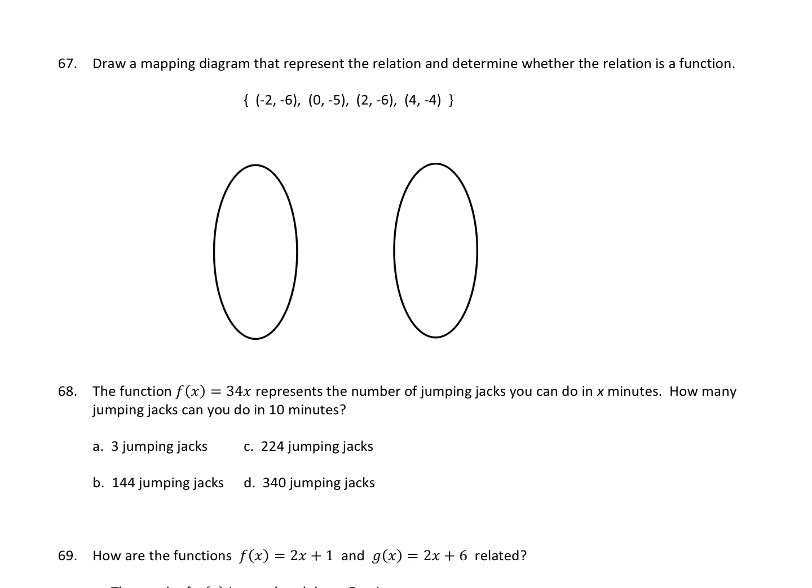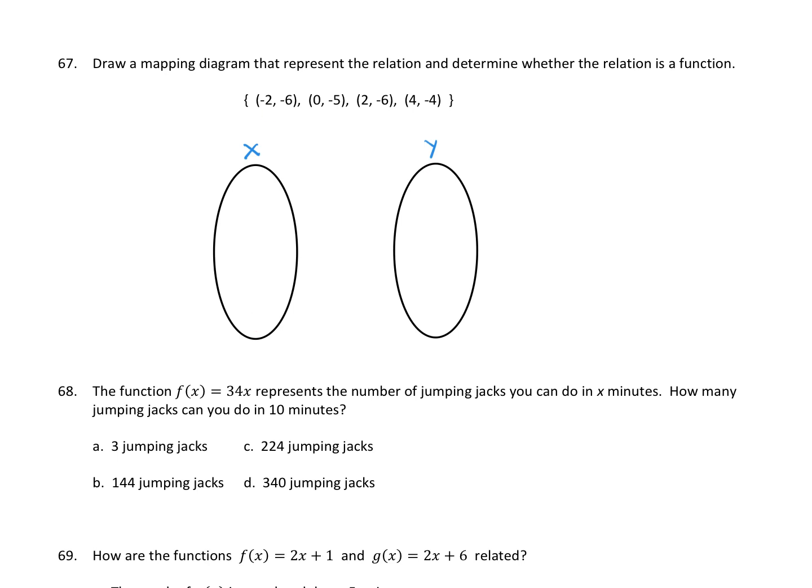All right, number 67, draw a mapping diagram that represents the relation and determine whether the relation is a function. So when we do a mapping diagram, we have our inputs, x, mapped to our outputs, y. So we can go ahead and list our x values here. Mapping diagrams typically will have the smallest to the largest input.